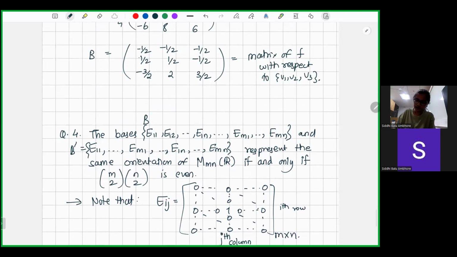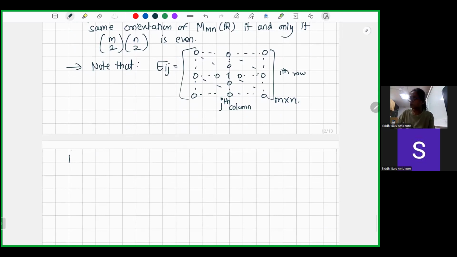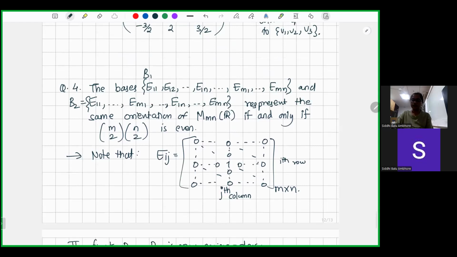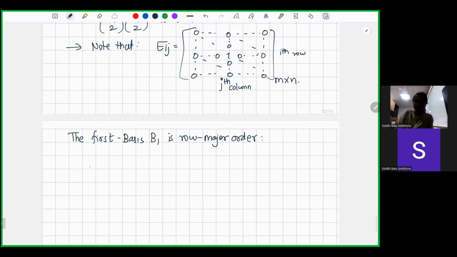So they are calling this B1 and B2. So we will do the same. The first basis B1 has row major order. So that is the order, first we are taking care of all the rows. Okay, so you will understand what it means.